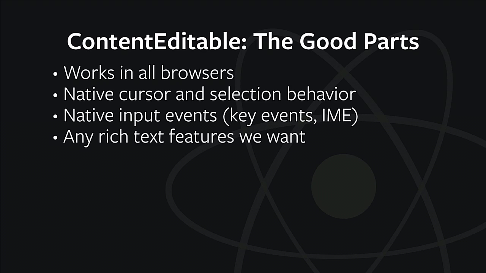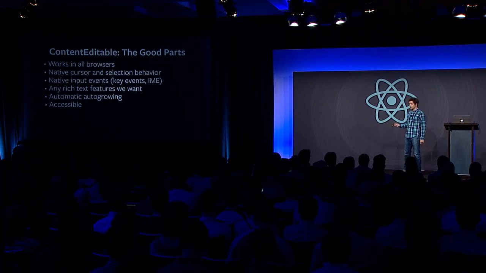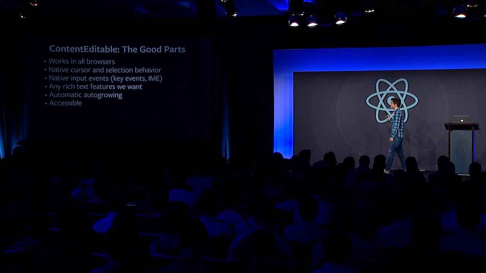We get any rich text features we want. If we want to introduce bold, headers, italics, embedded photos, things like that, we could do that. contentEditable supports it. We get automatic auto-growing. No more of that DOM measurement to figure out how high it's got to be. If you've got a div with contents inside it, as the contents grow, the div grows too. And it's accessible by default. And this is something that we really care about a lot at Facebook. We have millions of users who use screen readers. contentEditable provides accessibility by default.